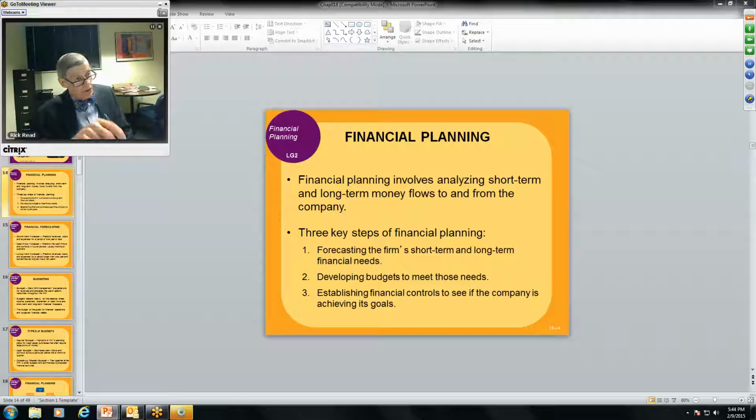It has to forecast financial needs, both short-term and long-term. There have to be budgets developed to handle those needs. And then finally, there have to be financial controls put in place to make sure we're doing what we say we're doing and what we want to do.